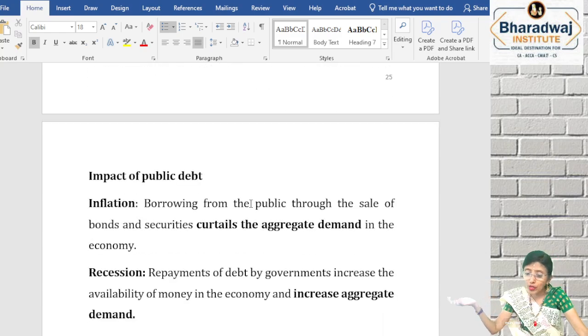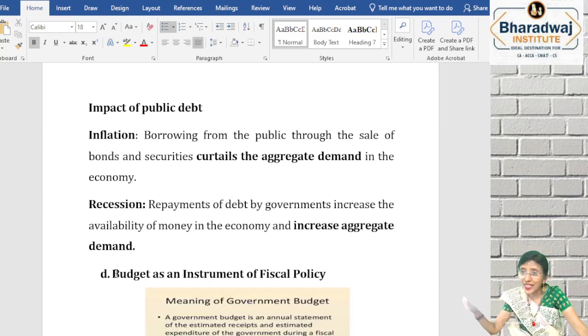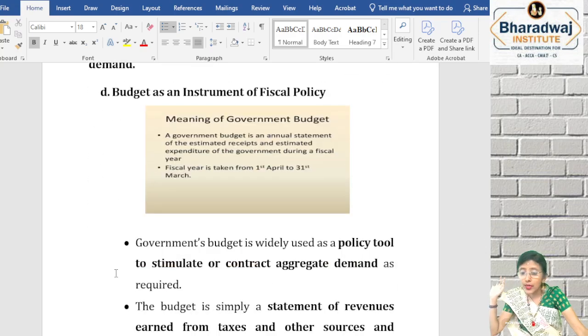Okay, then the impact of public debt. What will happen during inflation? During inflation, the government will borrow to withdraw funds. They will settle the debt during recession to inject funds. Remember that way, okay?